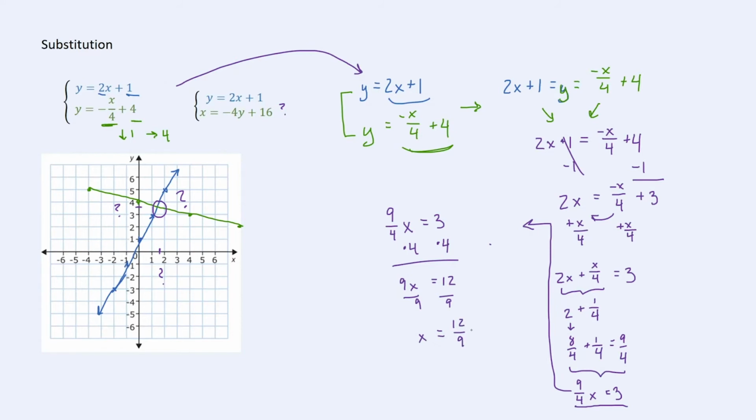Now we divide both sides by 9, giving us x equals 12 over 9, which is equal to 4 over 3. With this information, we can plug our x into one of our equations to find y. It doesn't matter which one you choose.